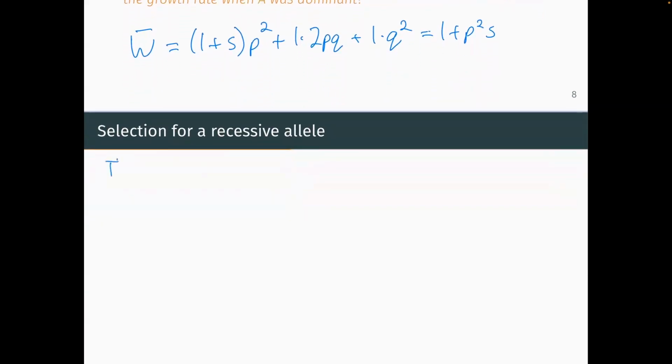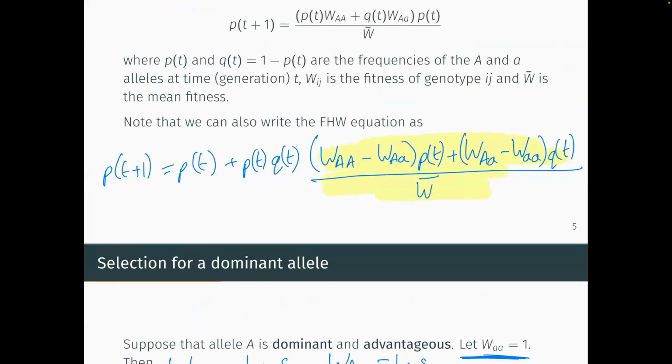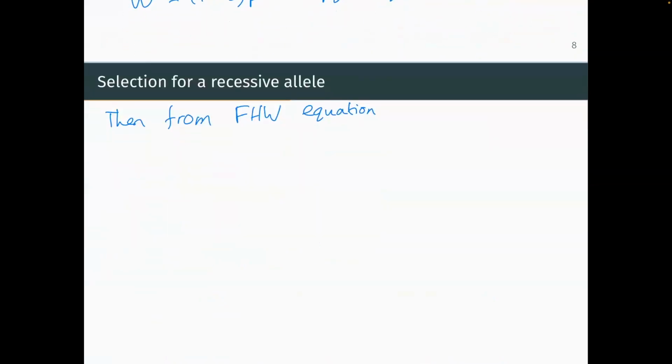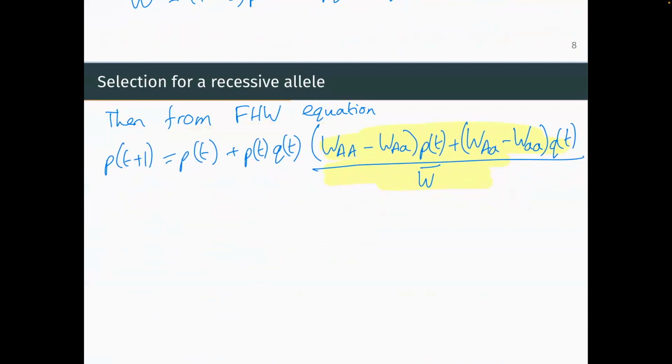Okay, so let's go back to our equation for the change from one generation to the next of our big A allele. So from our Fisher-Haldane-Wright equation, I'm not going to write it out again. I'm just going to copy it from up here, a little bit quicker. So this is just our Fisher-Haldane-Wright equation.